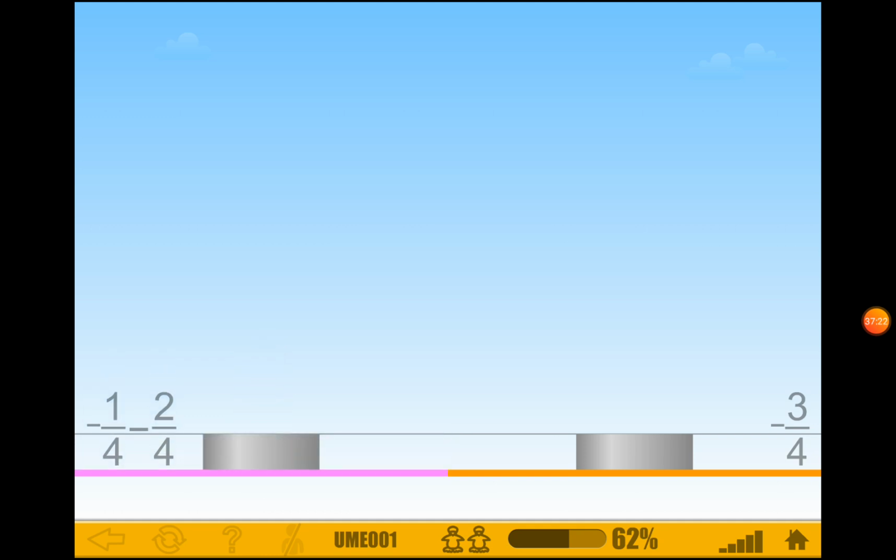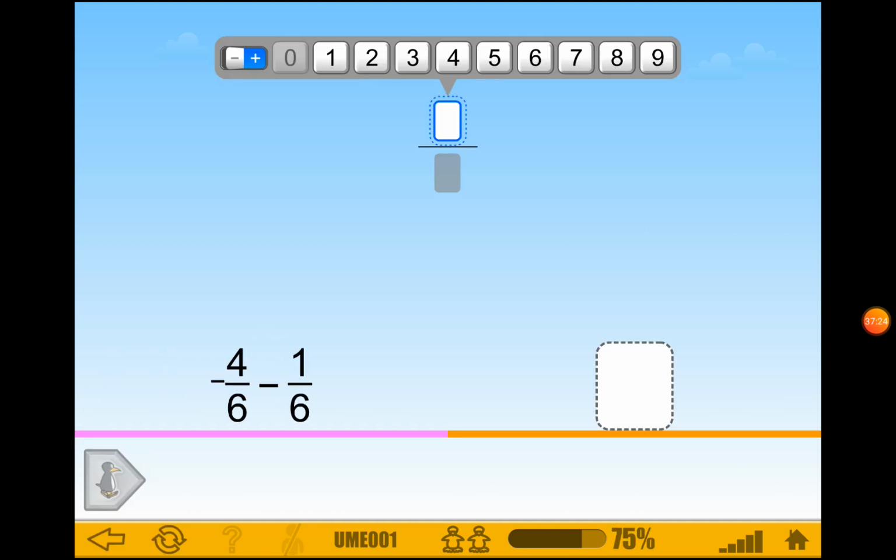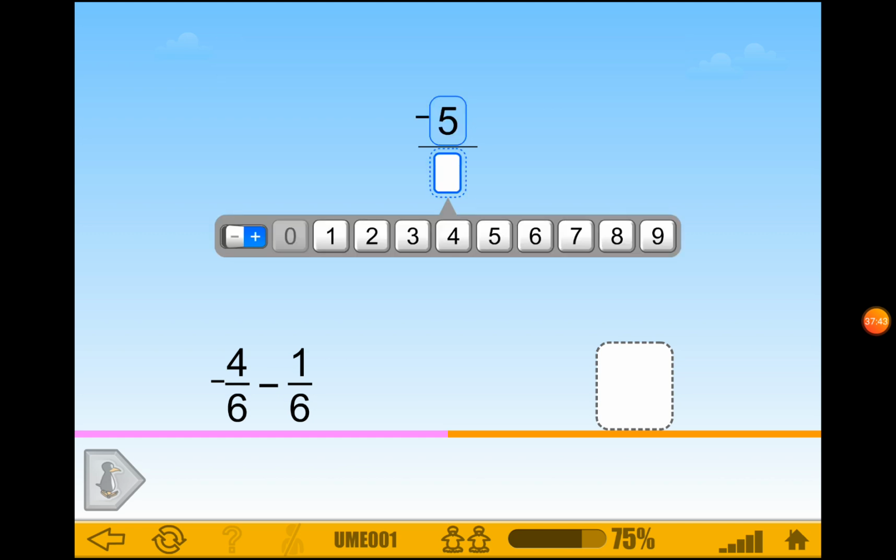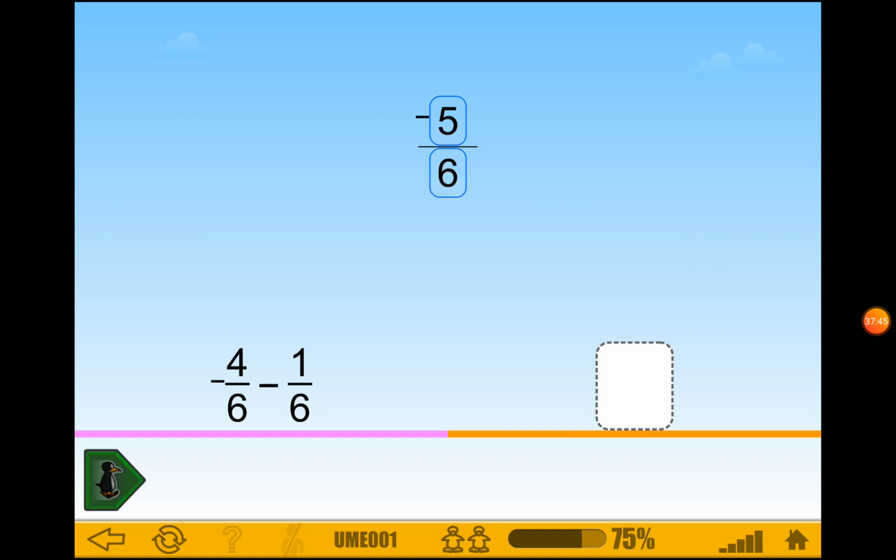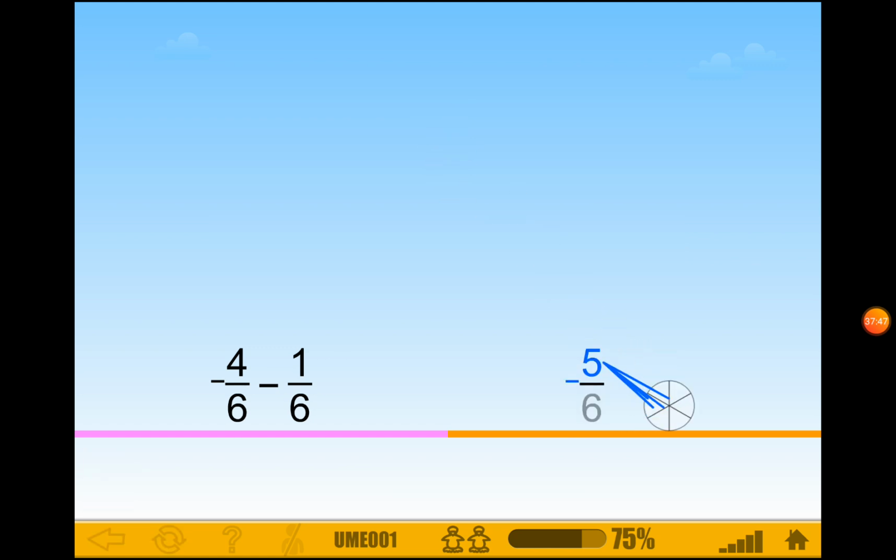1/4 and the other half, which will make it equivalent. Okay, so now we have negative 4/6 minus 1/6. So then negative 4 minus 1 is negative 5, and the denominator still stays the same, so that would be negative 5 over 6. Negative 5 over 6. There we go. And that's your answer.